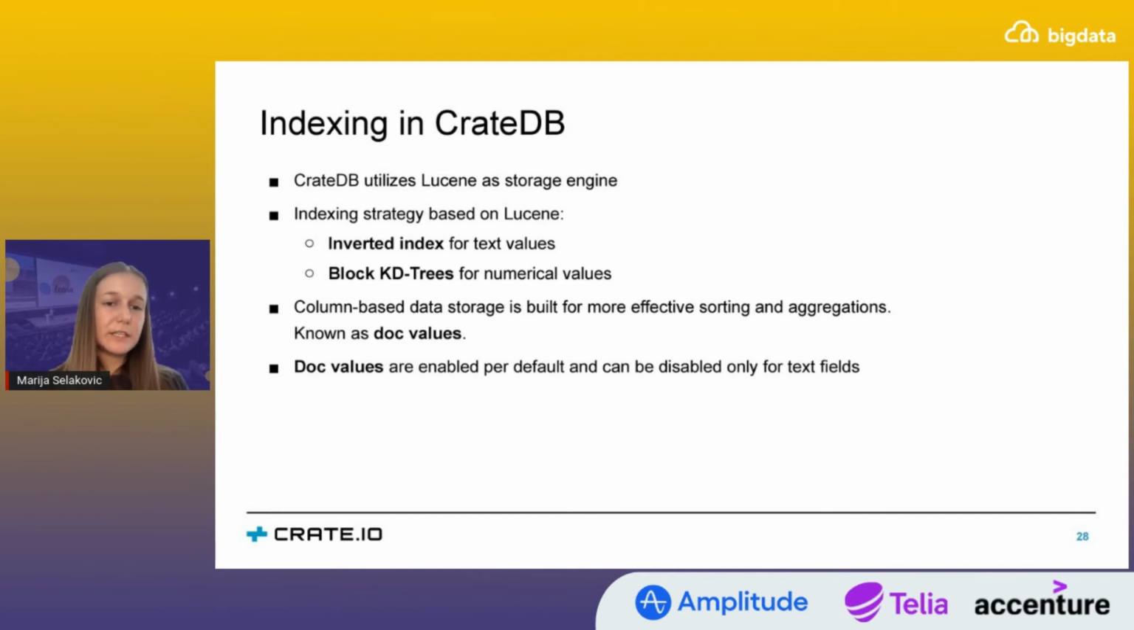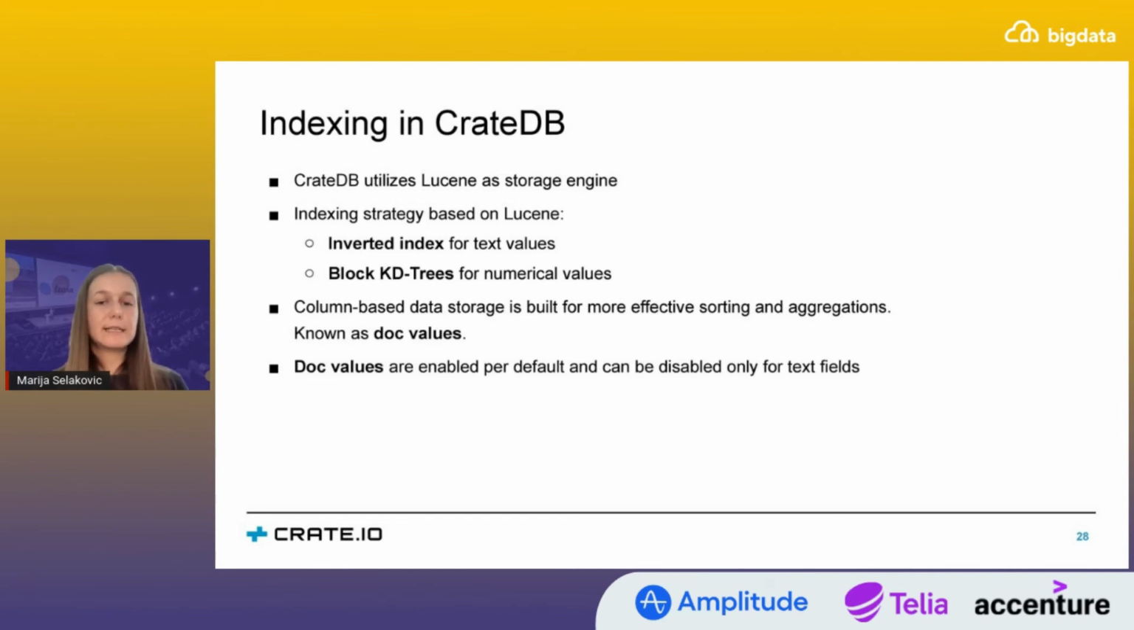It uses inverted index for text values and block KD trees for numerical values. I will briefly mention inverted index later on. CrateDB also supports doc values, which is a name for column-based data storage that is built for effective sorting and aggregations, and they are enabled by default. Doc values are, again, something that you as a user can disable, currently only for the text fields.